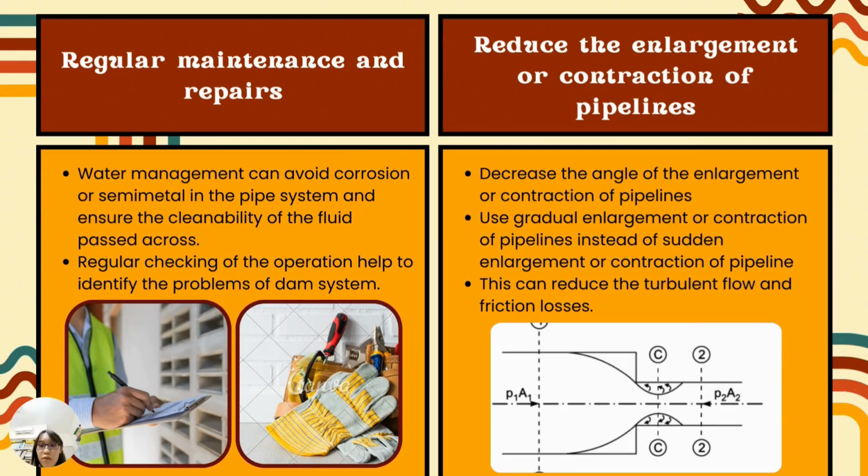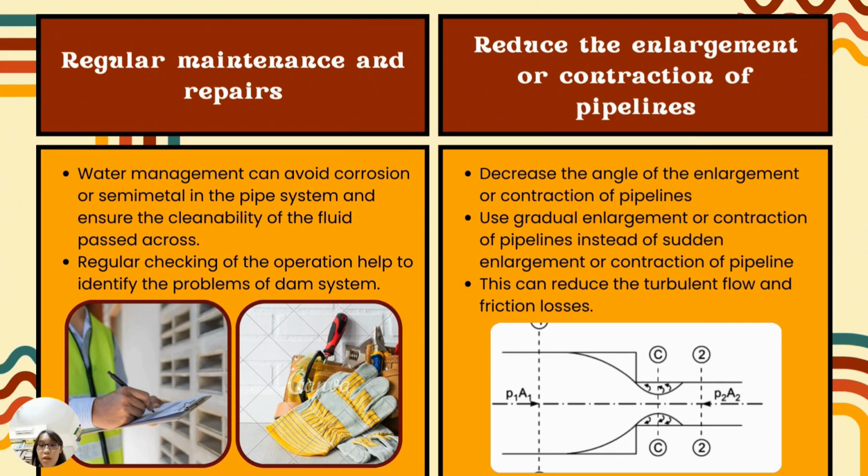First of all, regular maintenance and repairs. Water management should be carried out for cleaning purposes. This can avoid corrosion or sediment in the pipe system and ensure the cleanliness of the fluid passing through. Thus, fluid viscosity can be reduced, frictional force can be reduced, and so on. The energy losses can also be reduced.